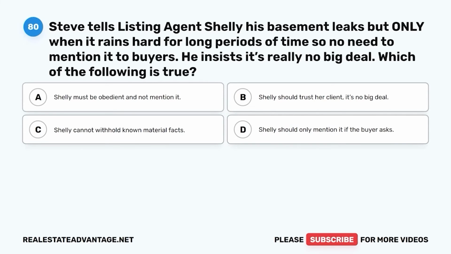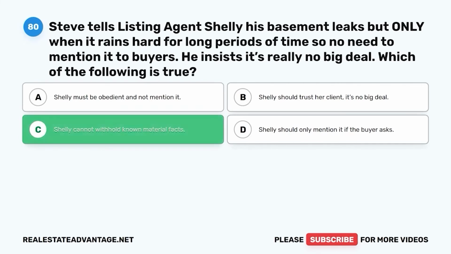Question 80. Steve tells listing agent Shelley his basement leaks, but only when it rains hard for long periods of time, so no need to mention it to buyers. He insists it's really no big deal. Which of the following is true? A. Shelley must be obedient and not mention it. B. Shelley should trust her client. It's no big deal. C. Shelley cannot withhold known material facts. D. Shelley should only mention it if the buyer asks.